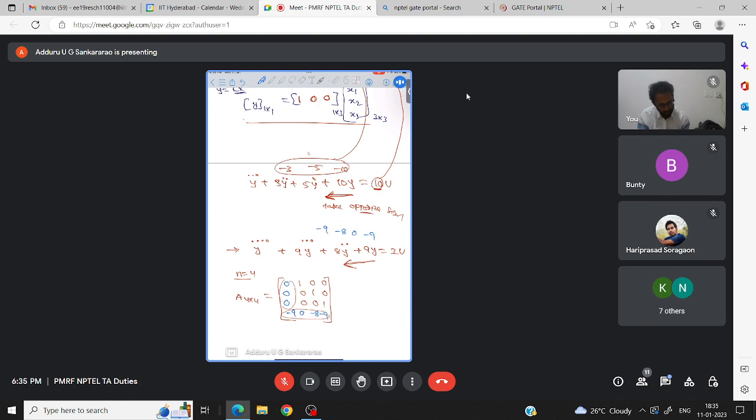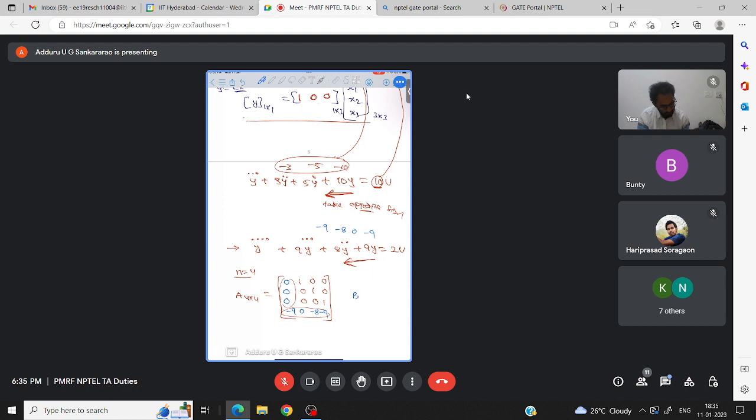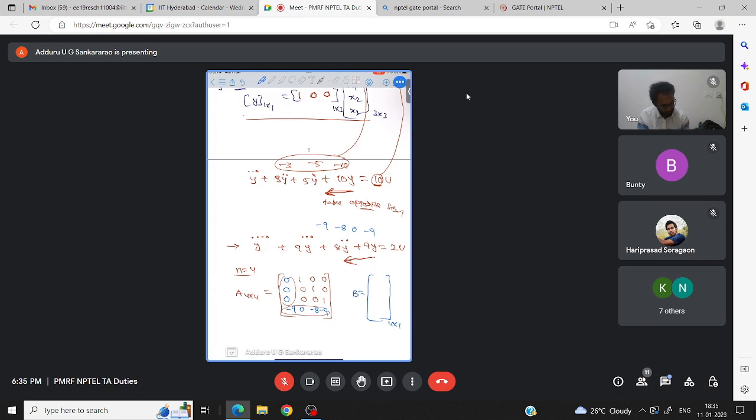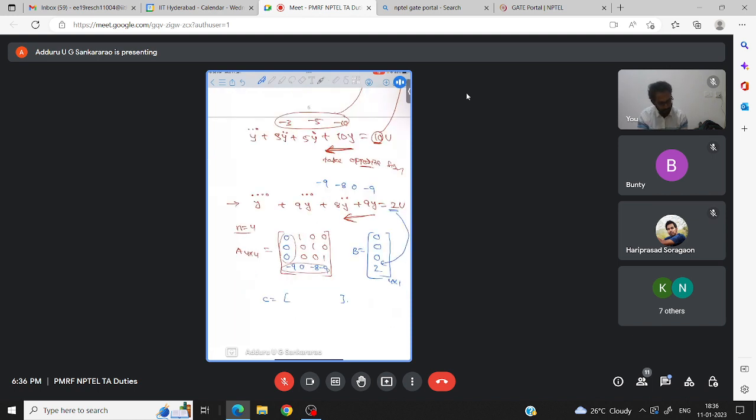Similarly, what about B? What should be the order of B? It should be 4 cross 1, so all zeros, and the final one is the input. What should be C? C's order should be 1 cross 4. The first one will be 1, the remaining zeros. If it is in the standard form, you can directly write this. Is this okay? Anybody having any doubts in this? Fine, let us move on to the problem.